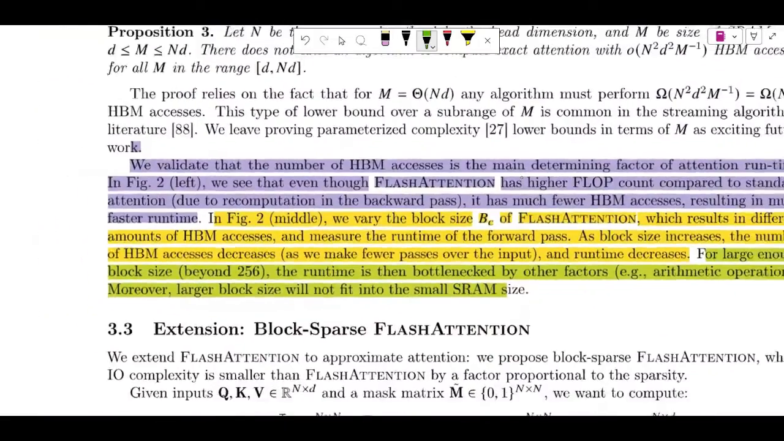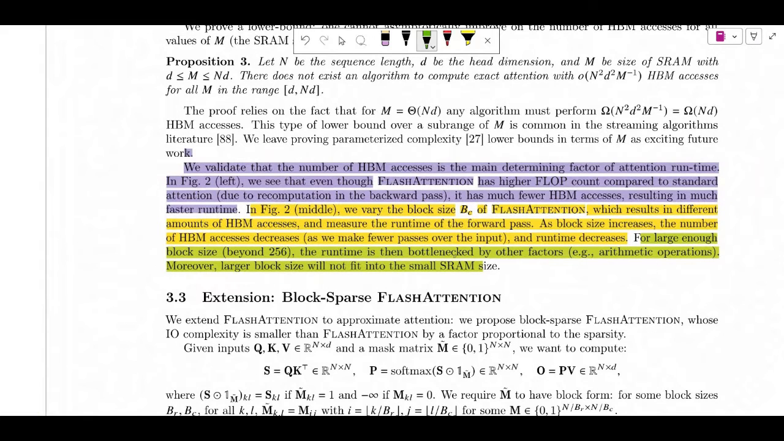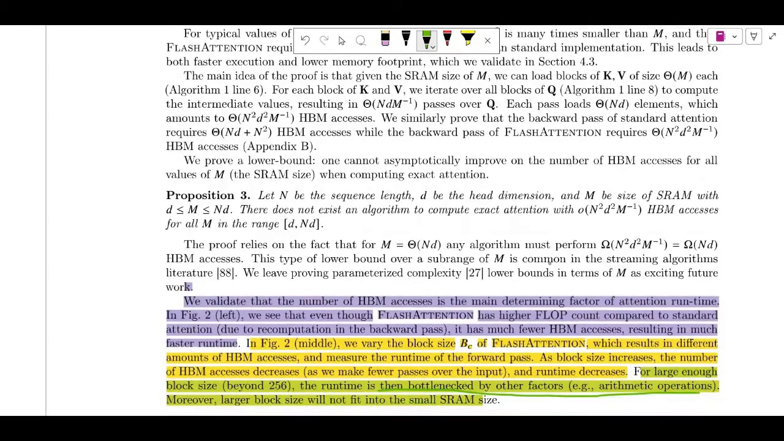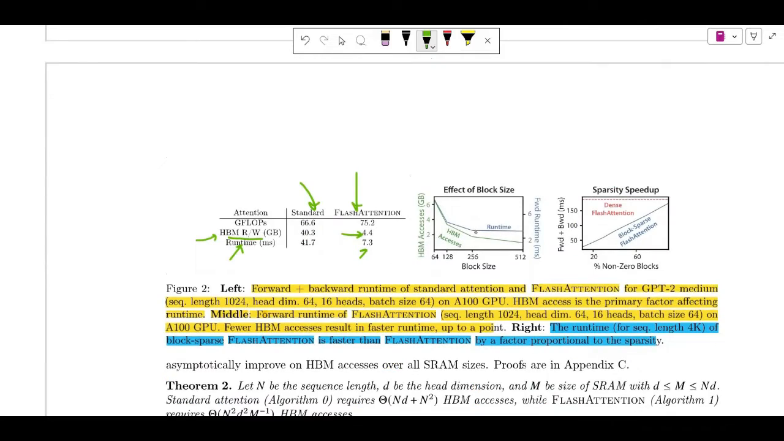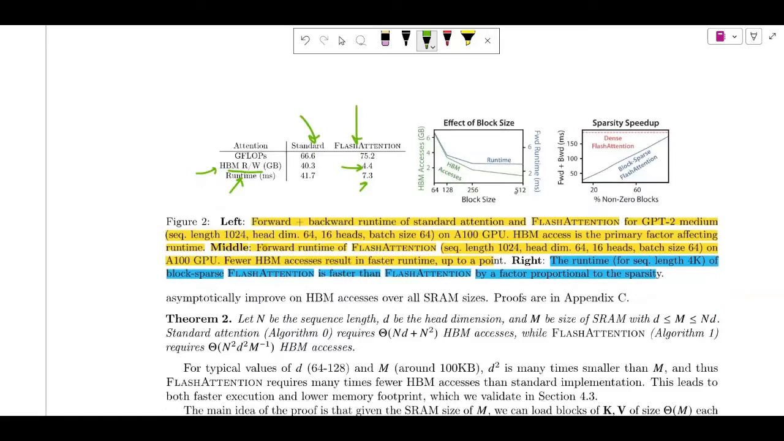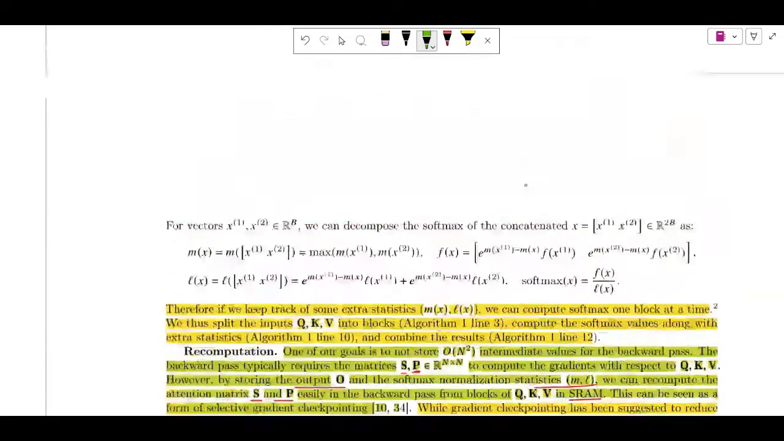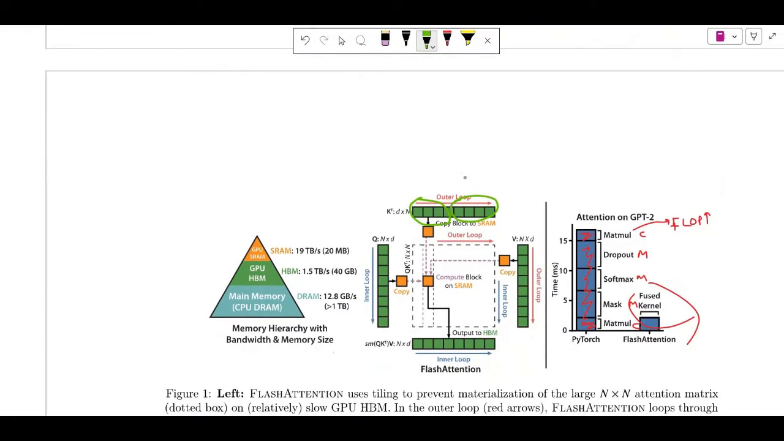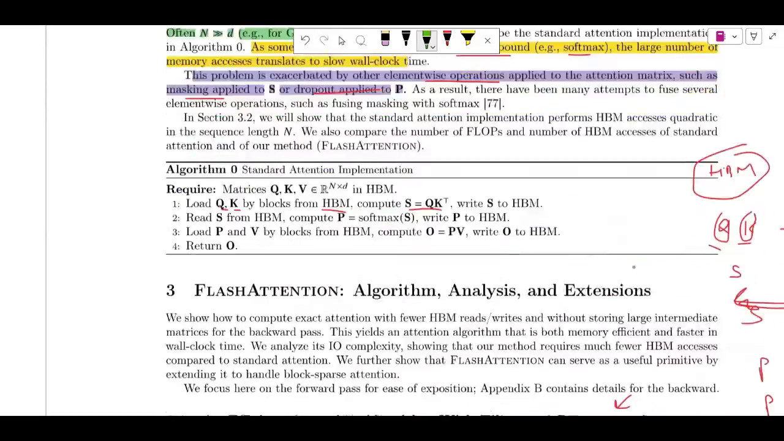And they said that after a particular limit, the runtime is actually bottlenecked by other factors, arithmetic operations and stuff. So not the memory, but some other factors become the bottleneck, and so we don't see this runtime reducing after a point. And also after a point, the block won't fit in the SRAM. In the most extreme case, you could argue that we can take a block size of the entire sequence and fit it into the SRAM. That would be the fastest thing to do, but that won't fit because your SRAM is tiny. So yeah.